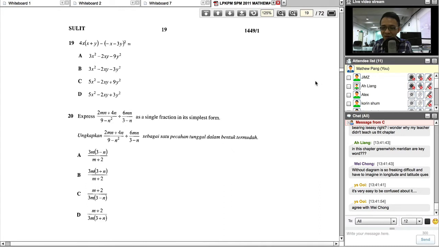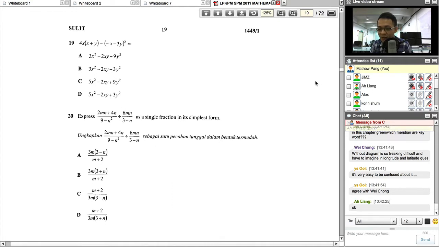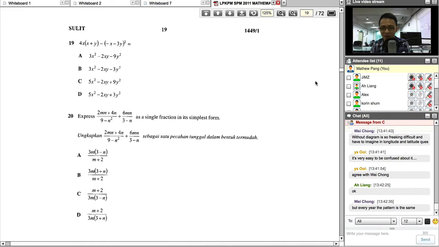Yes, for Alian, the Greenwich meridian is the keyword for longitude, but then you have the latitude also. Latitude means moving from north to south. That one you have to base on the equator. Yes, I will teach you guys more if you see the question again. Is it very easy to be confused about it? Actually for me I think the Earth chapter is quite simple, but you need to understand the basic concept first. If not, you will feel so confused.